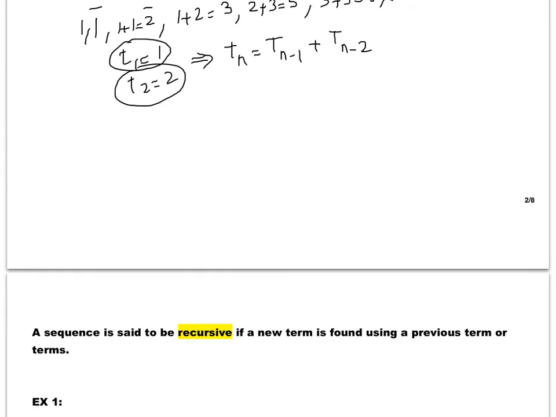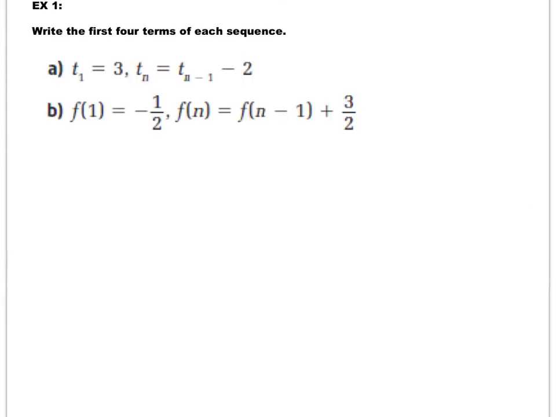The last thing we are going to define is a recursive sequence, which is one where every new term is found using the previous term or terms, like the Fibonacci sequence. The first example says find the first 4 terms of each sequence. We are going to do A.